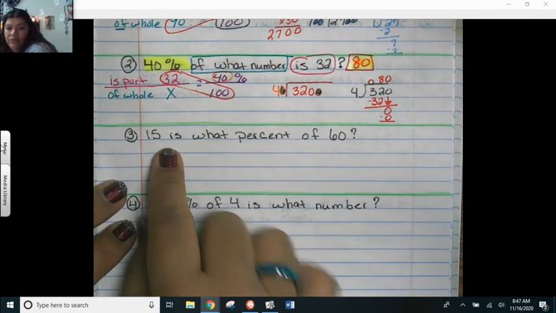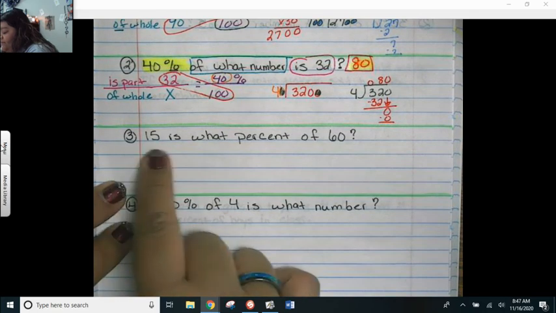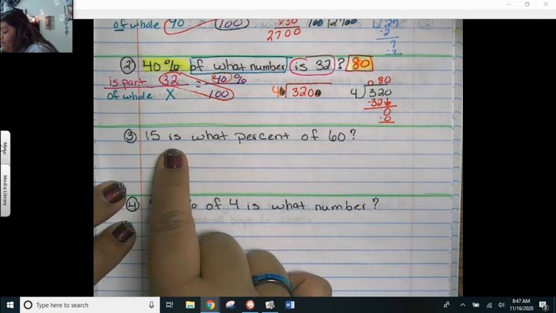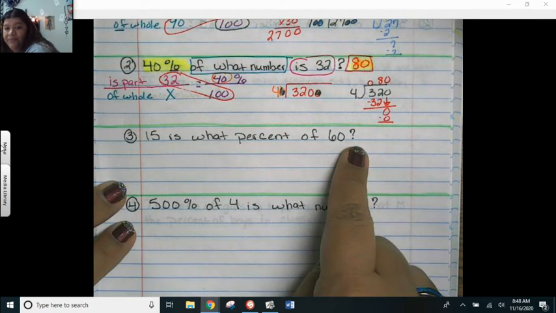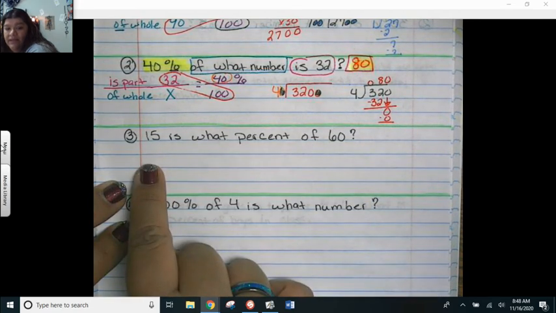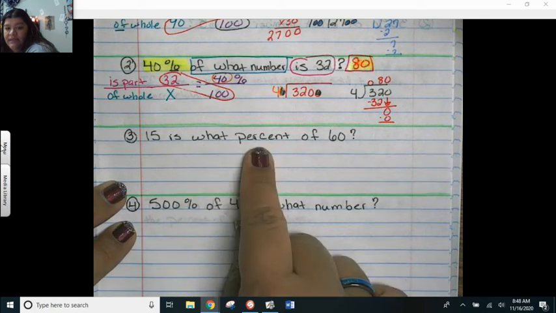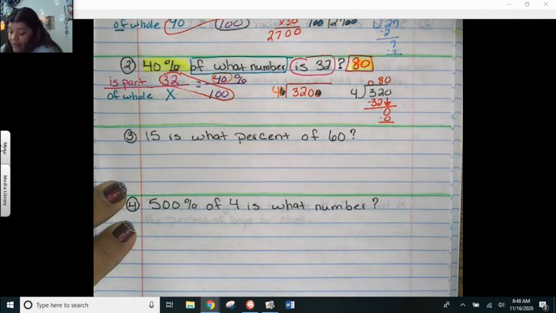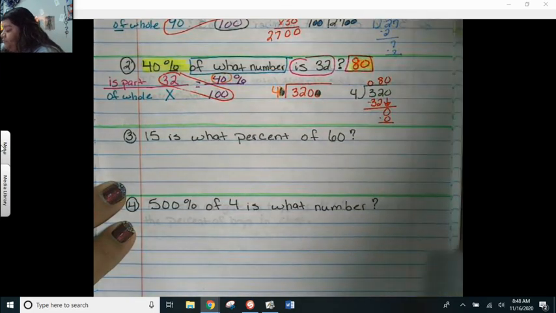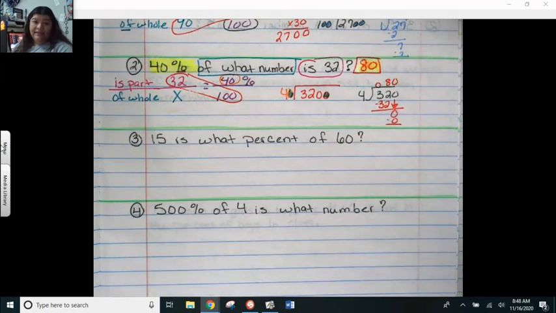I'll read it while you write it. Number 3 is 15 is what percent of 60? 15 is what percent of 60? Now, on this one, I do not see a number that has a percentage at all, okay? But what tells me that a percent proportion can work here?